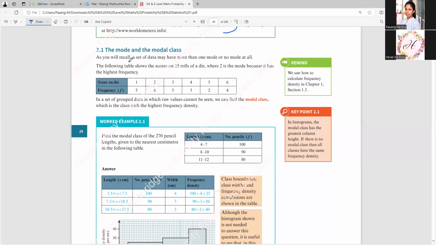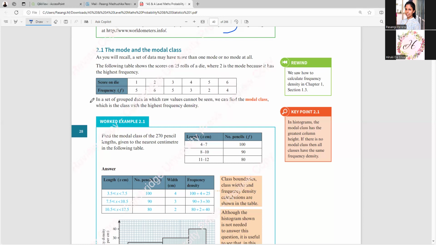As you will recall, a set of data may have more than one mode or no mode at all. So here the following table shows the scores on 25 rolls of a die, where 2 is the mode because it has the highest frequency. Here we have the score on the die, scores 1 to 6, and here we have the frequencies. Likewise, they have given the frequencies as well.